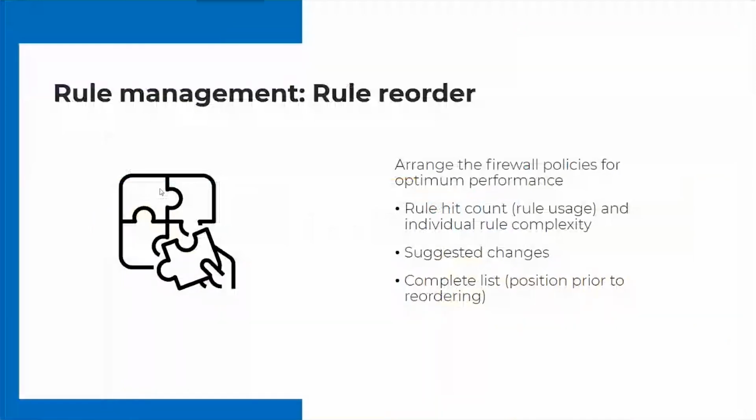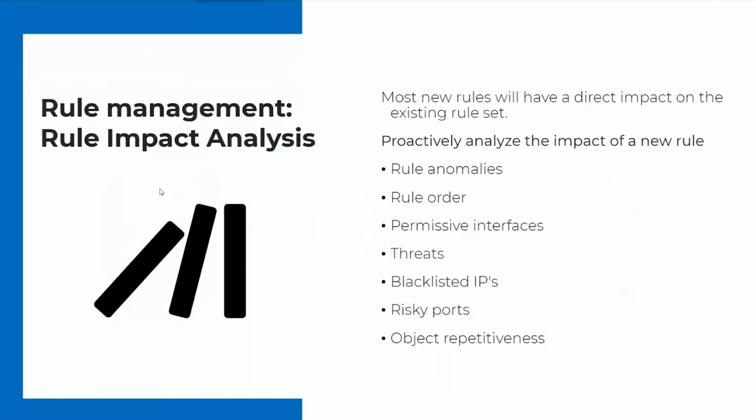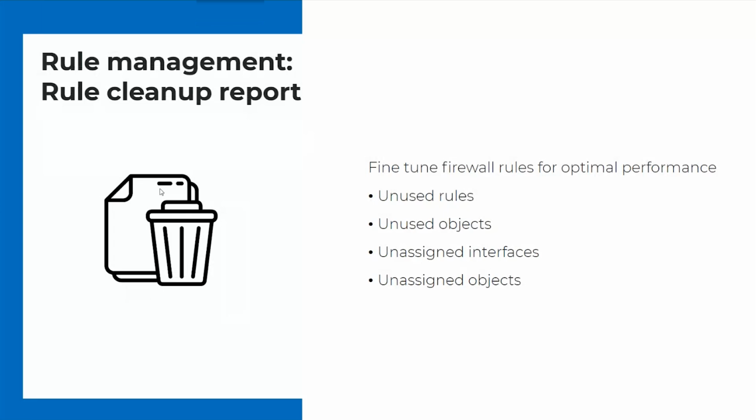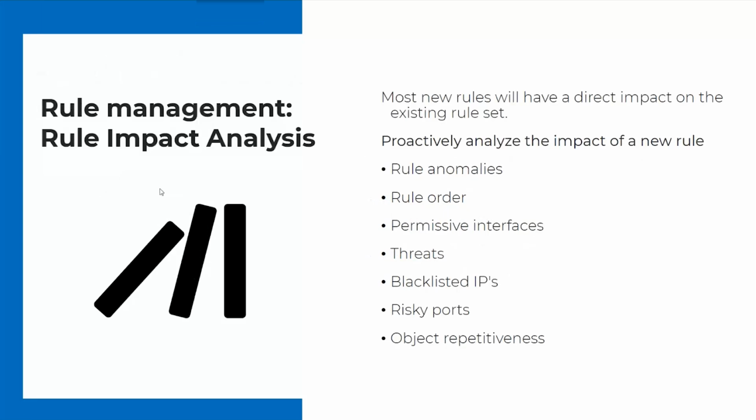All right, so next, the rule cleanup report is what we just spoke about. And the next one is rule impact analysis, which is an important feature of rule management. So the question here is, why do we need a rule impact analysis? Here's the thing: before you add any rule, it is difficult to know the impact it will have on your entire existing rule set. Firewall rules are not typically independent from each other. In fact, most rules have a direct impact on a set of other rules.